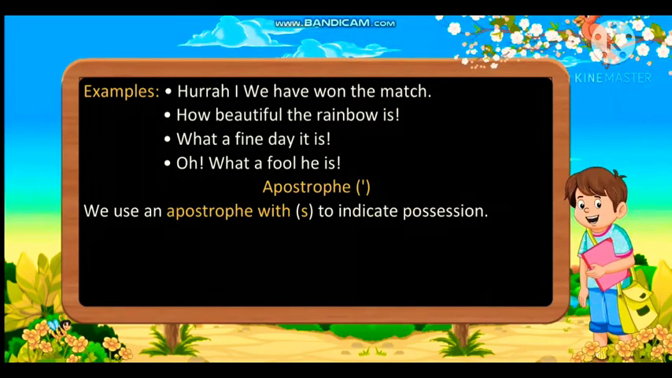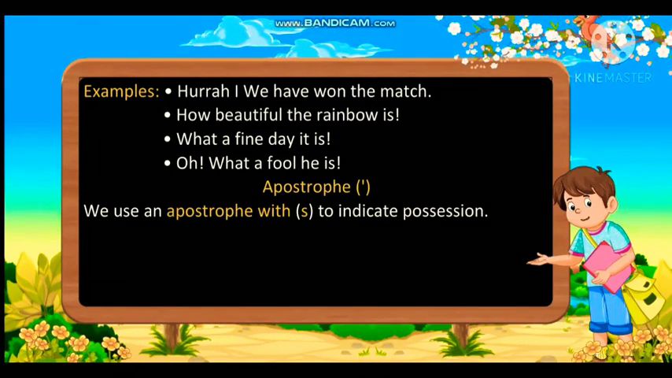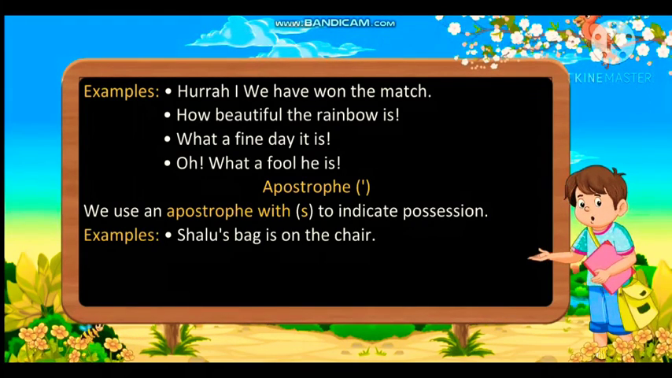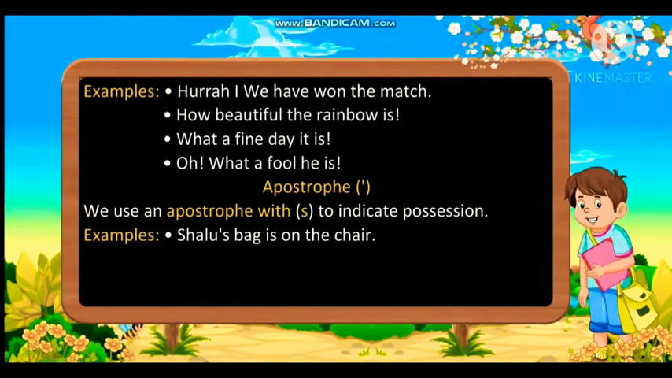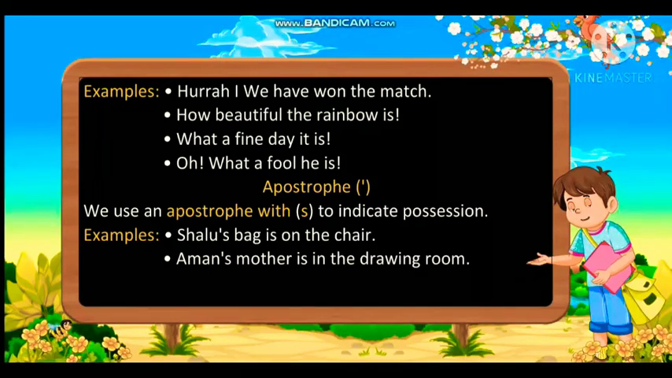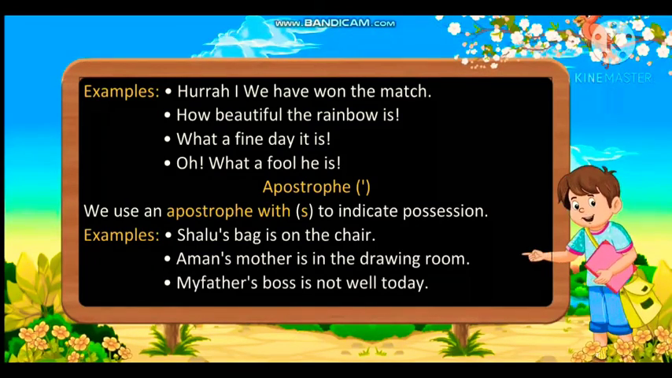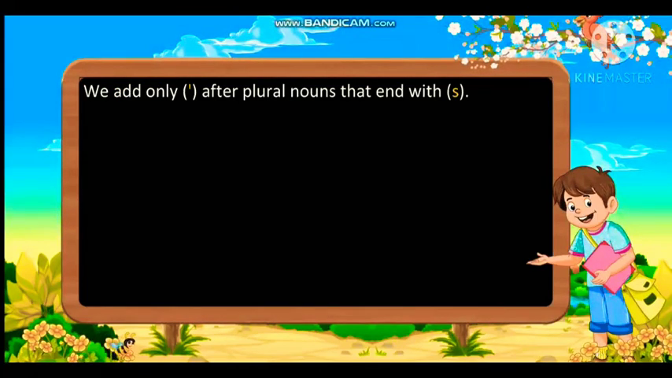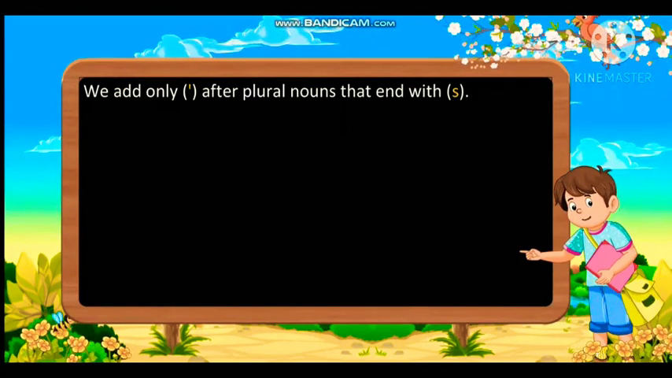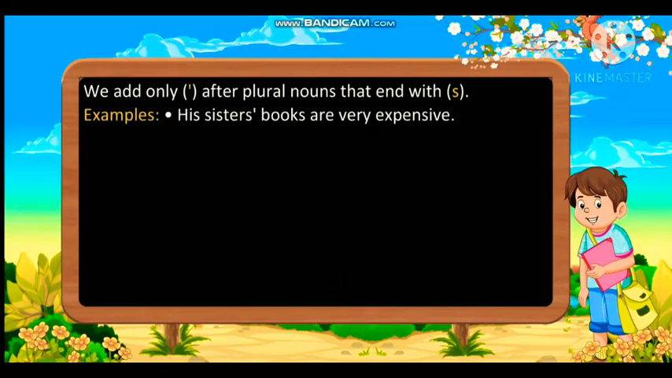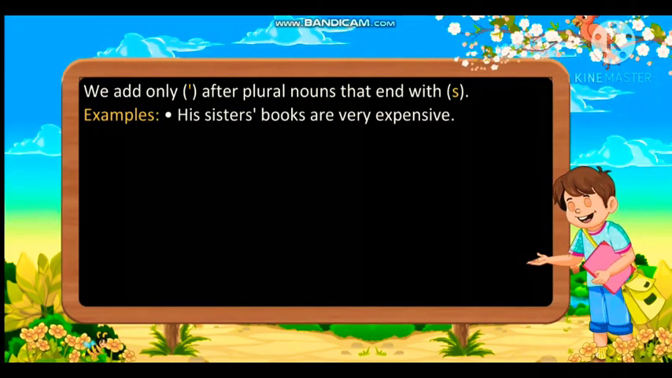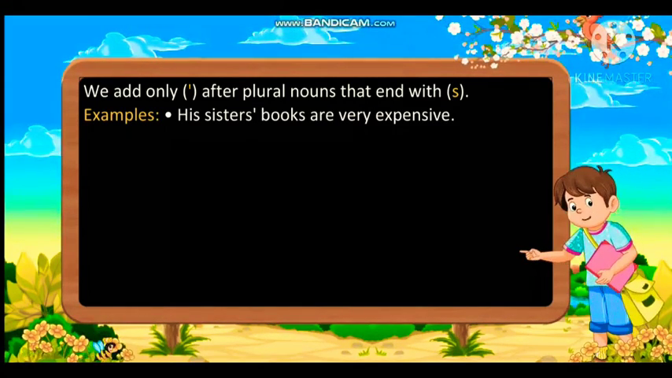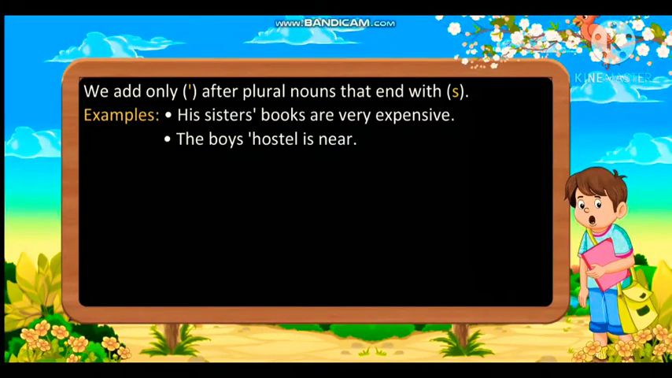Apostrophe. We use an apostrophe with S to indicate possession. Examples: Shalu's bag is on the chair. Aman's mother is in the drawing room. My father's boss is not well today. We add only an apostrophe after plural nouns that end with S. Examples: His sister's books are very expensive. The boys' hostel is near.